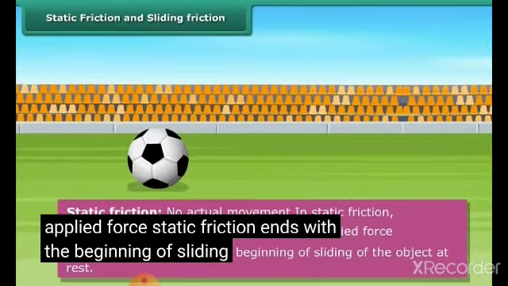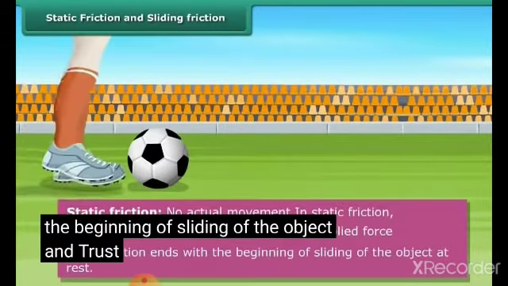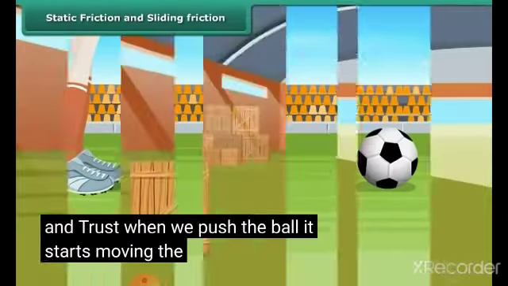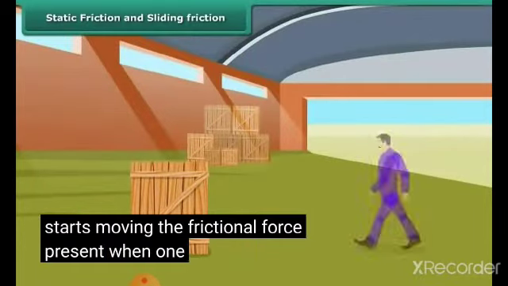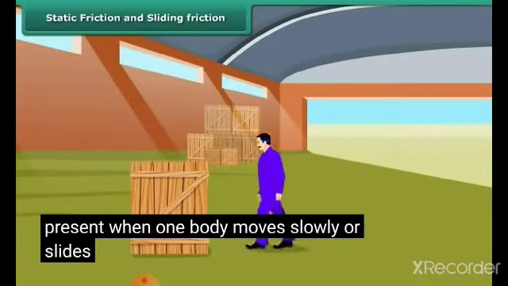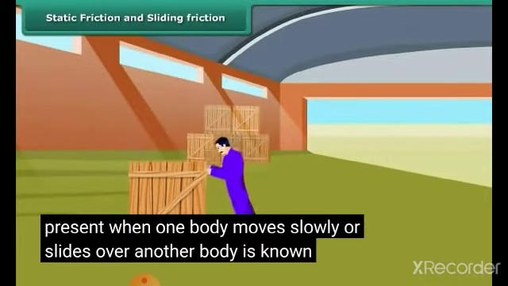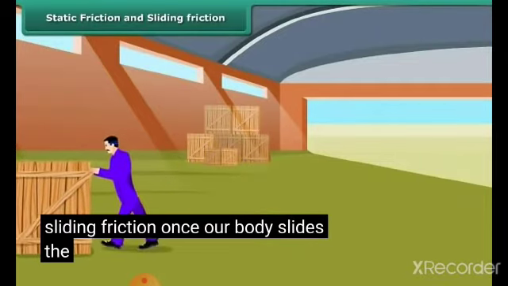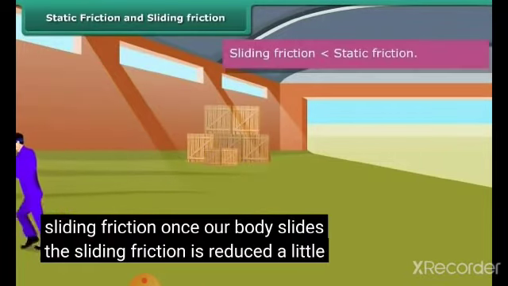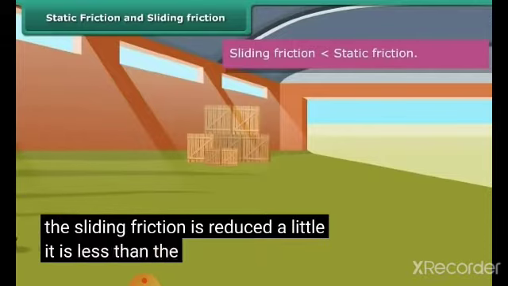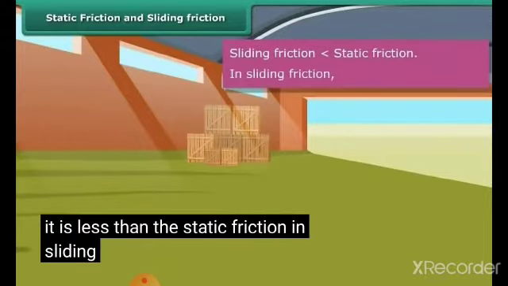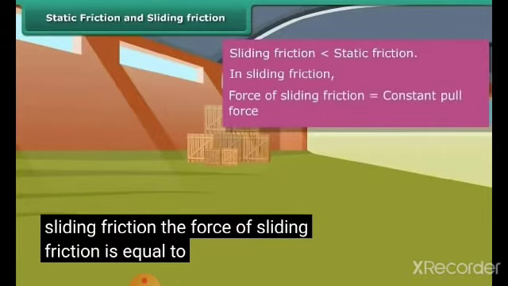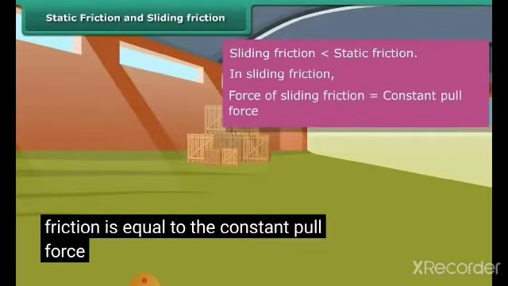Static friction ends with the beginning of sliding of the object. Thus, when we push the ball, it starts moving. When one body moves slowly or slides over another body, the frictional force present is known as sliding friction. Once the object slides, the sliding friction is reduced a little; it is less than the static friction. In sliding friction, the force of sliding friction is equal to the constant pull force.